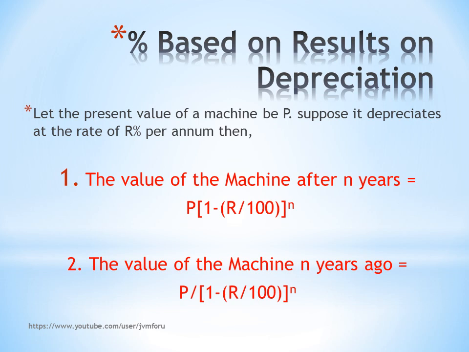Another terminology is the percentage based on the result on depreciation of a particular product or machine. If we bought a machine some time ago, what is the depreciation percentage? By using these types of formulas we have to find out the percentage of depreciation of a machine or a product. If the value of the machine is after n years or n years ago, we calculate the percentage by using these formulas. You just see the window.